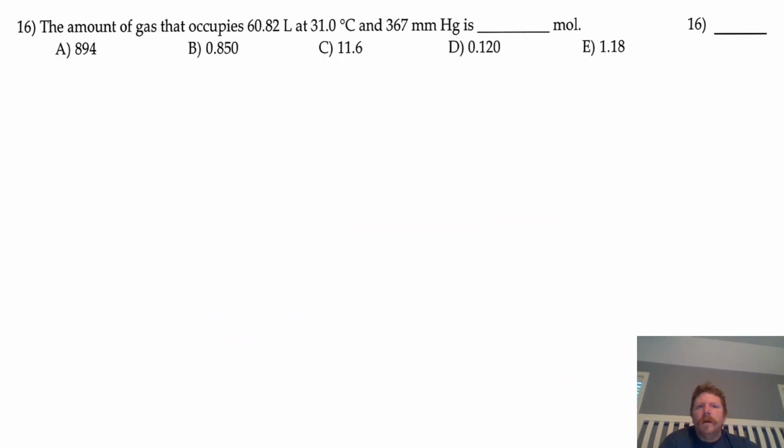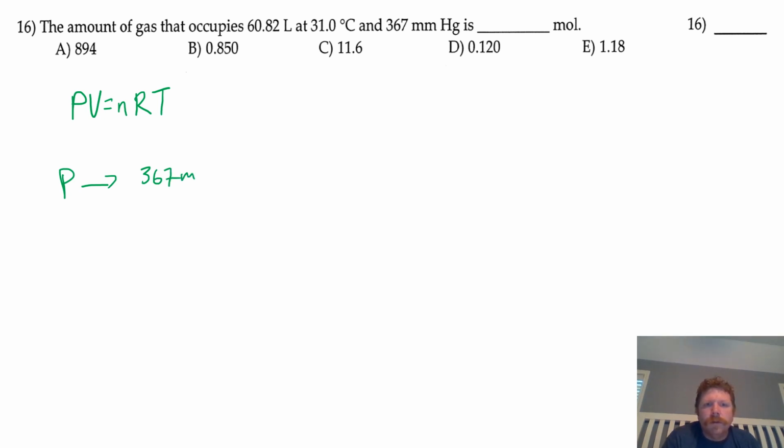Question number 16. The amount of gas that occupies 60.82 liters at 331.03 Celsius and 367 millimeters mercury is blank moles. So this is an ideal gas equation question. PV equals nRT. Do we have our pressure? Yes, we do. Do we have our pressure in our right units? No, we do not. We have our pressure in millimeters mercury. What we need to do is take 367 millimeters mercury and divide it by 760 millimeters mercury, because that is our conversion to get us to atmospheres.